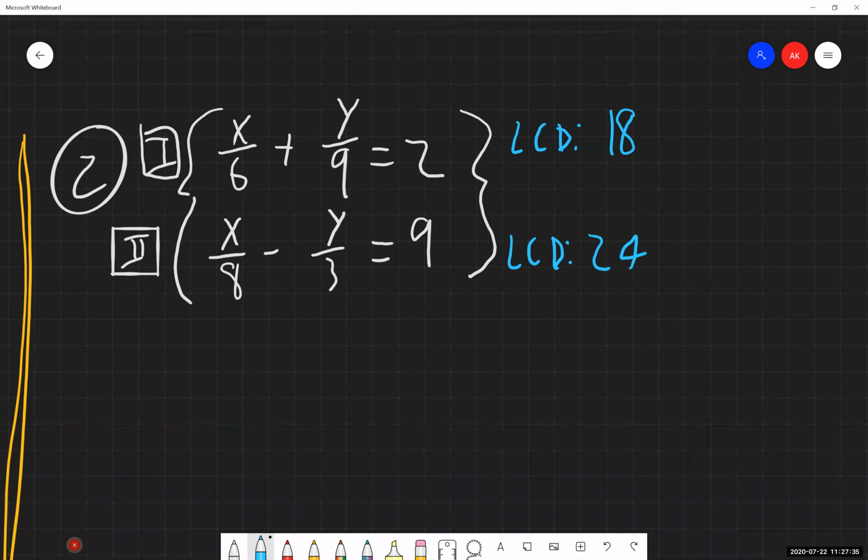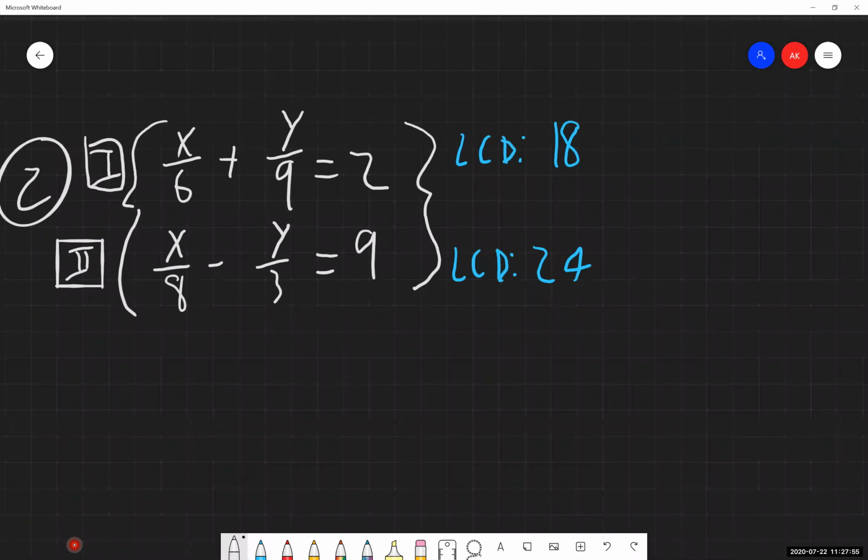Now, I'm going to take my first equation and multiply every single term by that lowest common denominator. I'm going to do the exact same thing for the second equation as well, except I'm going to multiply it by 24 instead. So if you want to make a note off to the side for yourself, I generally like doing something like this. Equation 1 times 18, equation 2 times 24.